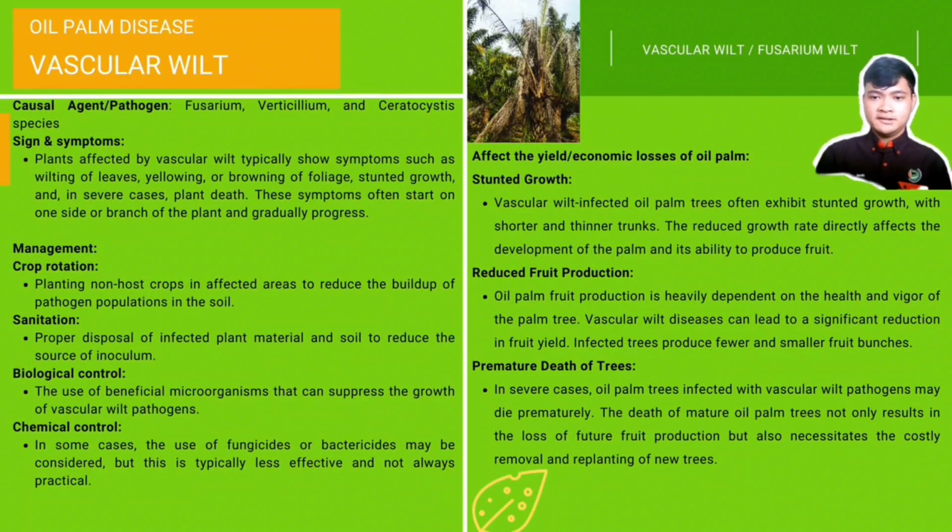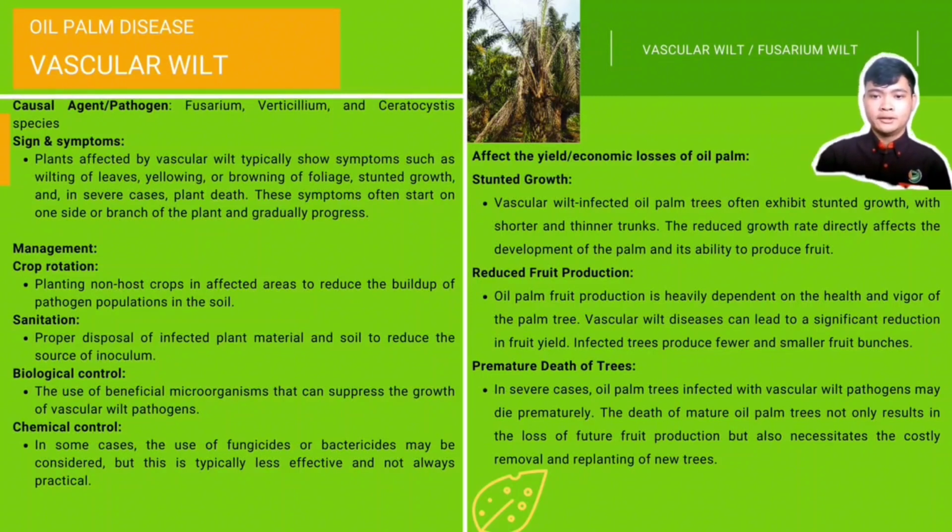The management for this disease is crop rotation, sanitation, biological control, and chemical control. Crop rotation means planting non-host crops in affected areas to reduce the buildup of the pathogen population in the soil. For sanitation, we do proper disposal of the infected plant material and soil to reduce the source of inoculum. Biological control is the use of beneficial microorganisms that can suppress the growth of the vascular wilt pathogen. And for chemical control, fungicides or bactericides may be considered, but this is typically less effective or not always practical.